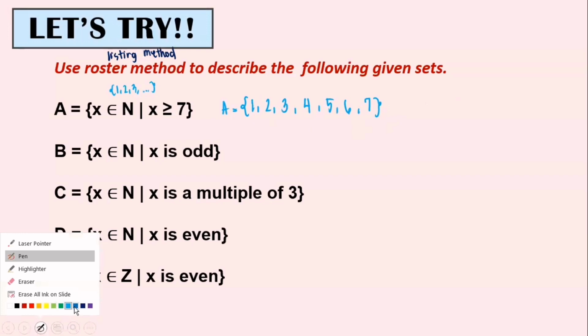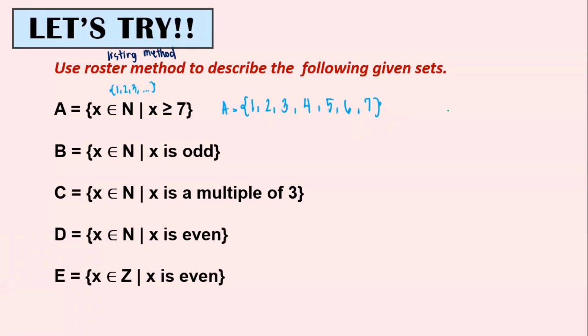Kung isusulat naman natin ito through interval notation, so that will be what? Close, 1, comma, and then 7, and then close. Ibig sabihin from 1 to 7. Okay? Yung set natin. Next, set B.